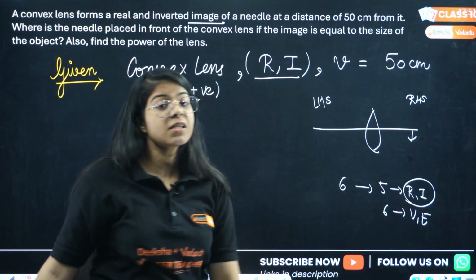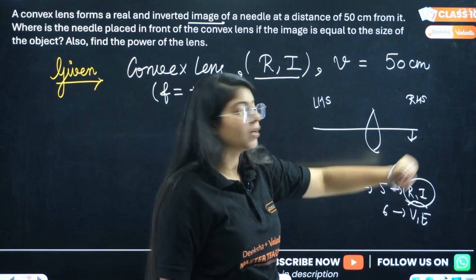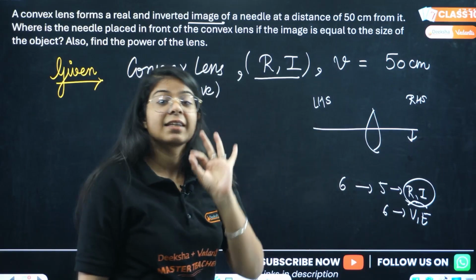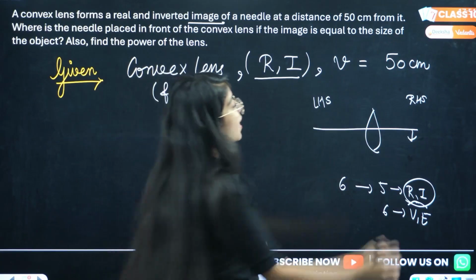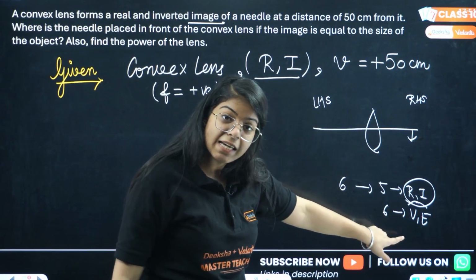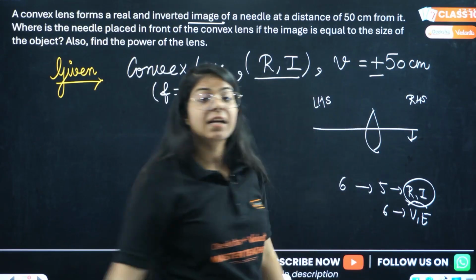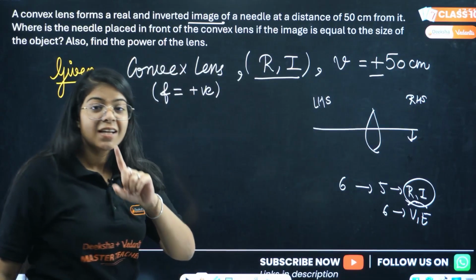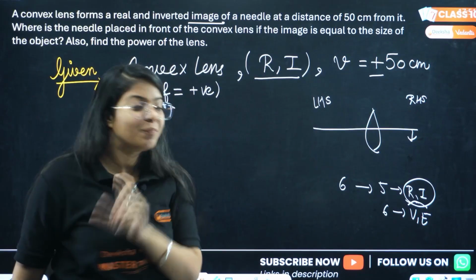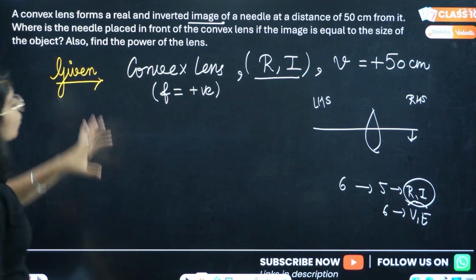But this is not the 6th case we are talking about. We are talking about the real and inverted case, and real and inverted forms on the right hand side. That means V will be positive. If they were talking about the 6th case, then we would have taken V as negative 50 centimeter. See, this is how you have to use your brain. Okay, great. Understood? Great.